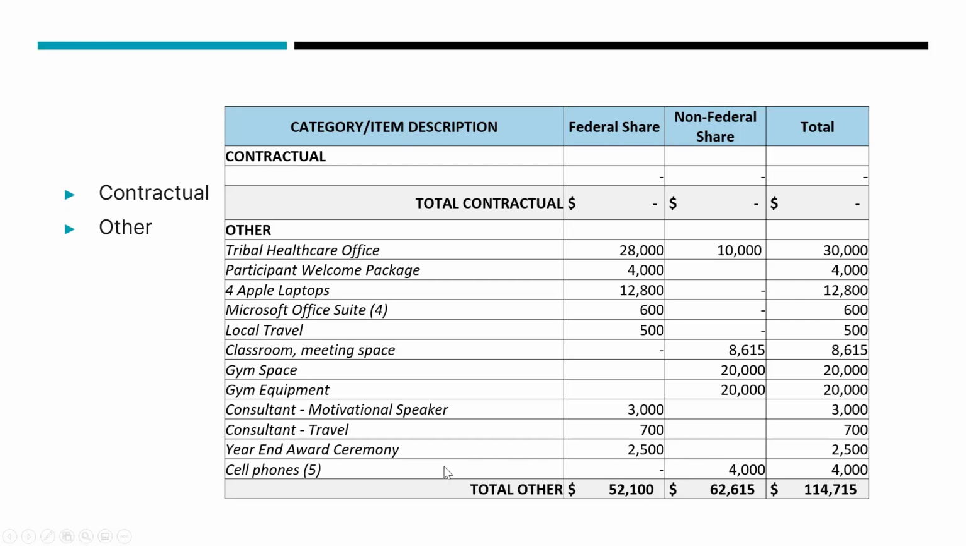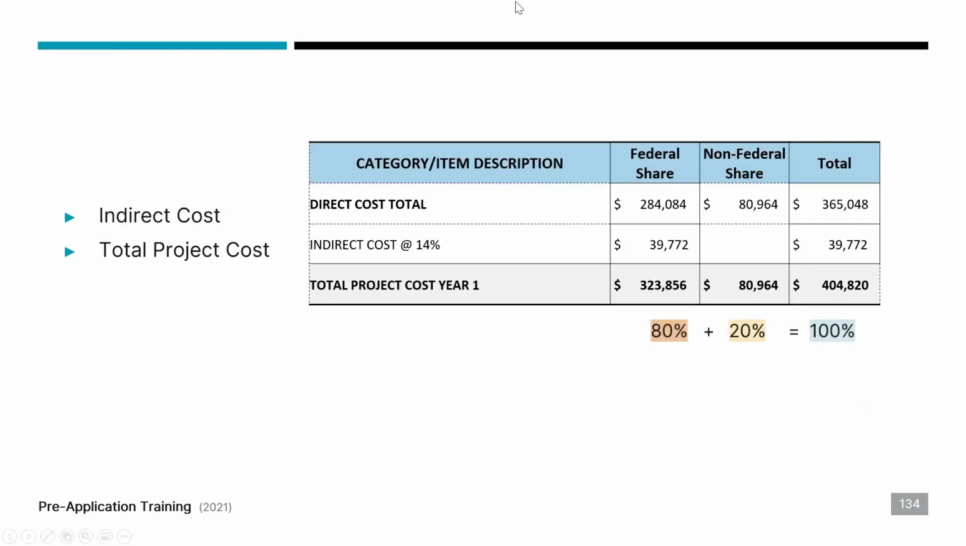And we also have cell phones that we're going to provide for the staff at this cost, and it's going to be part of their non-federal share contribution. So when all those are totaled up, the federal share comes to $284,084. The non-federal share is $80,964. And the total project costs are all of these added together.